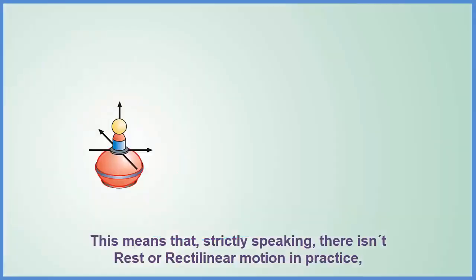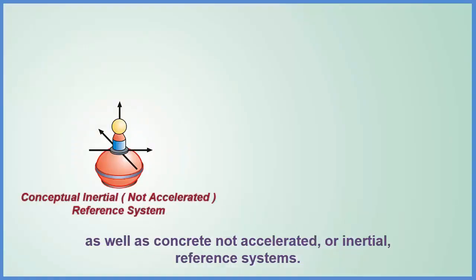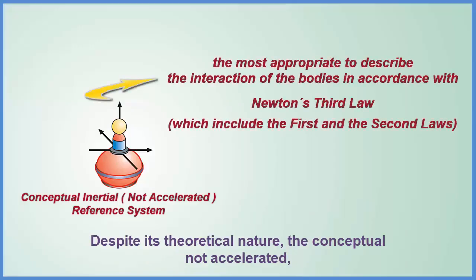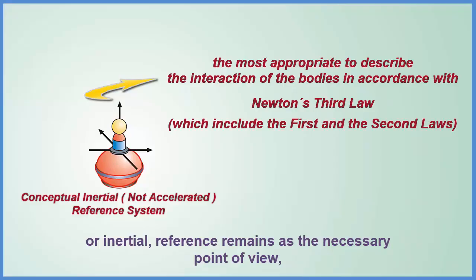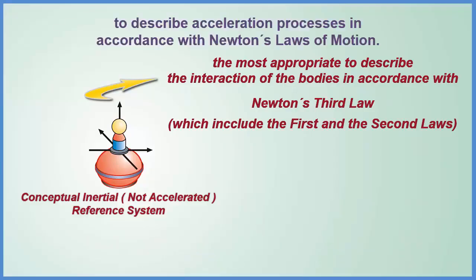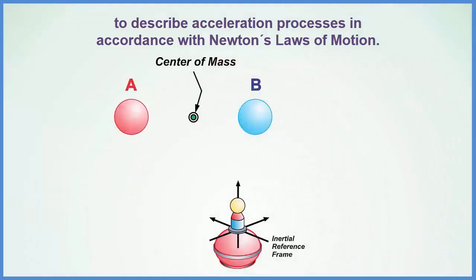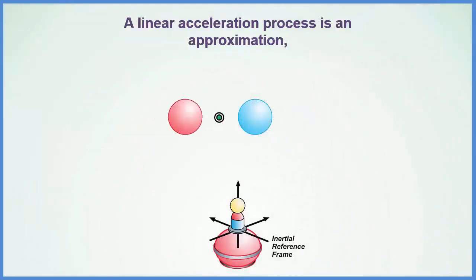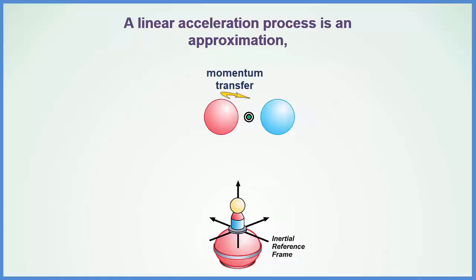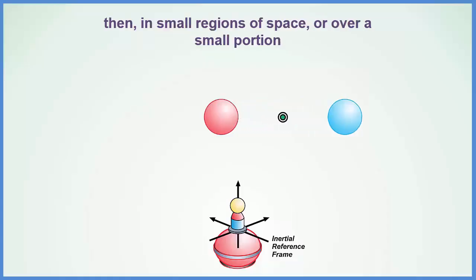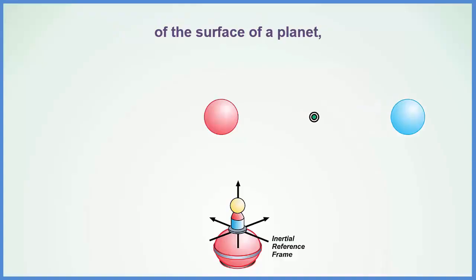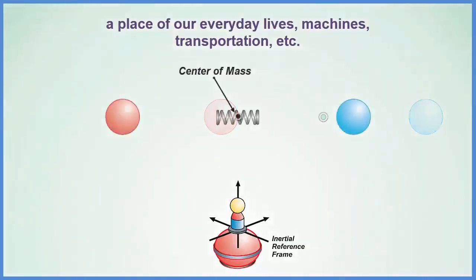This means that, strictly speaking, there isn't rest or rectilinear motion in practice, as well as concrete not accelerated or inertial reference systems. Despite its theoretical nature, the conceptual not accelerated or inertial reference remains as the necessary point of view to describe acceleration processes in accordance with Newton's laws of motion. A linear acceleration process is an approximation then in small regions of space or over a small portion of the surface of a planet, a place of our everyday lives, machines, transportation, etc.